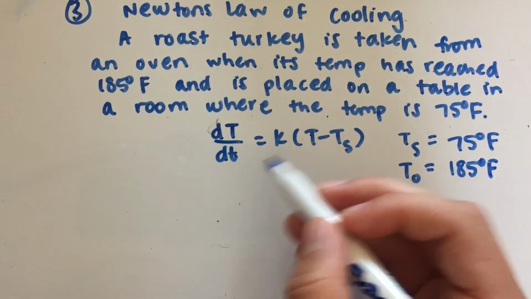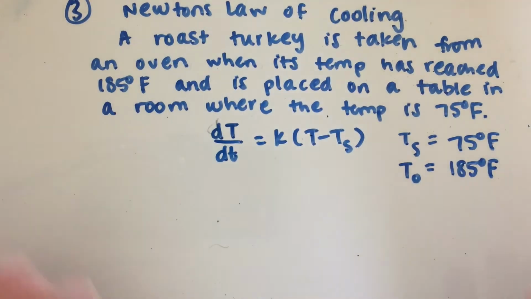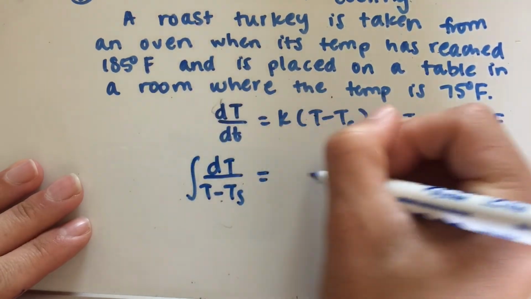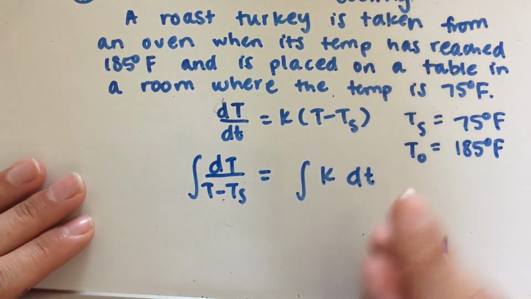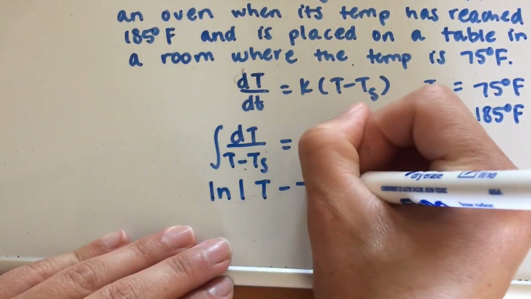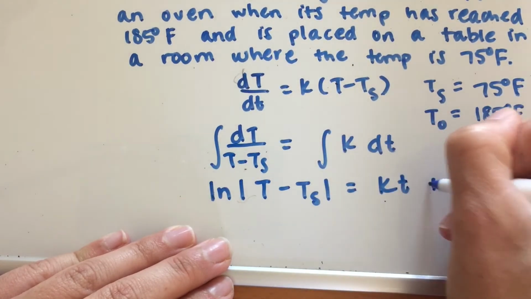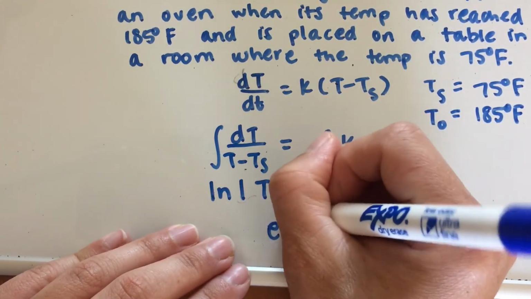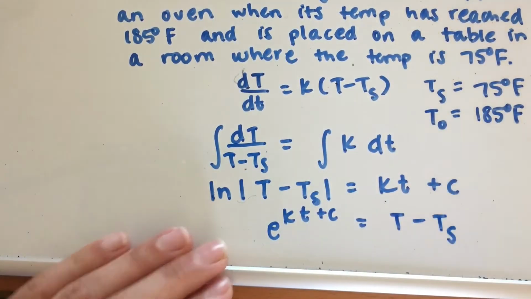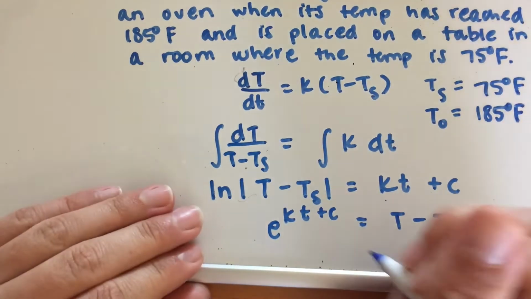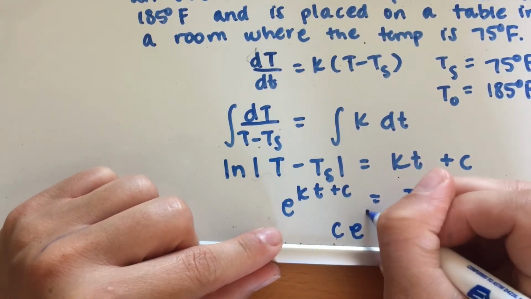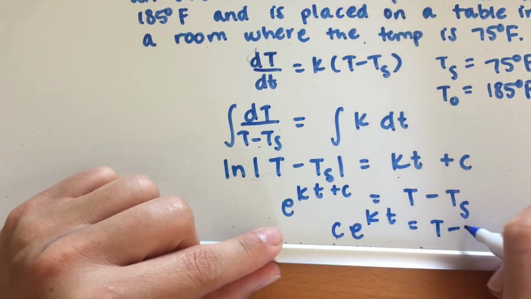So here, if we multiply by dt and divide by T minus Ts on both sides, we can solve this differential equation, and then take the integral of each side. So we get ln of T minus Ts equals kt plus c. Then we have e to the kt plus c equals T minus Ts. And since e to the c is a constant itself, we can bring that down. So we have c times e to the kt equals T minus Ts.